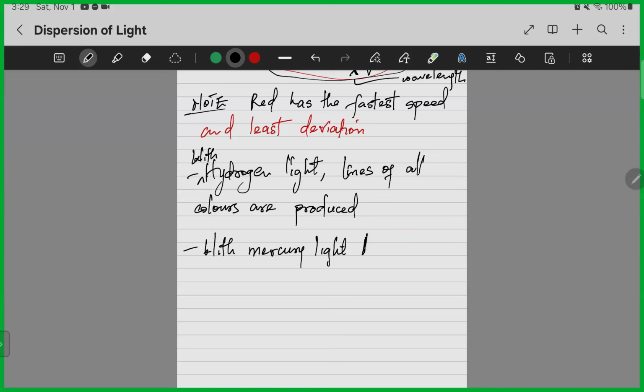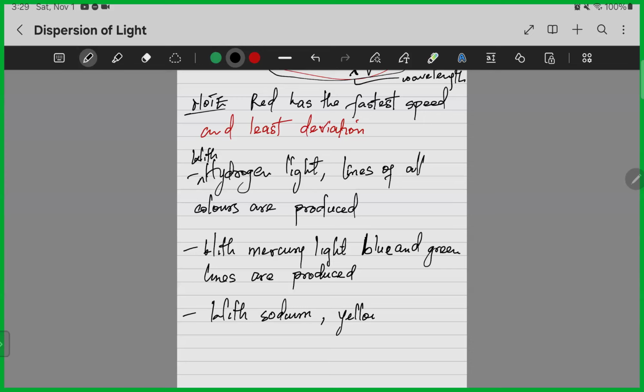blue and green lines are produced. If we run sodium, a yellow line is produced.